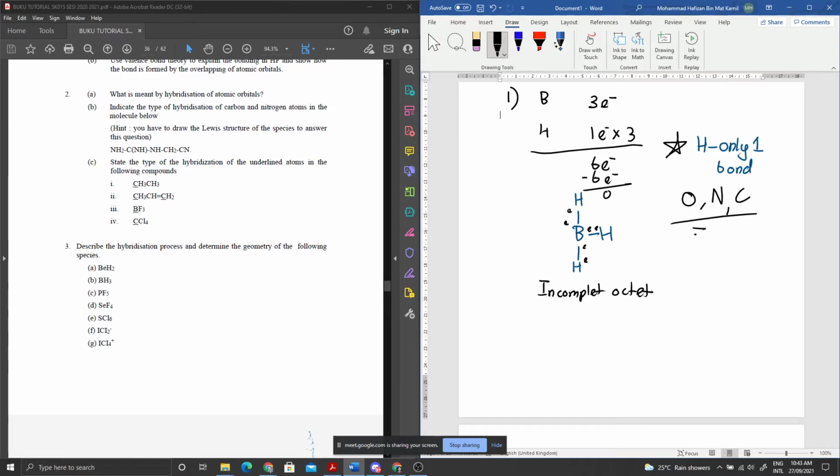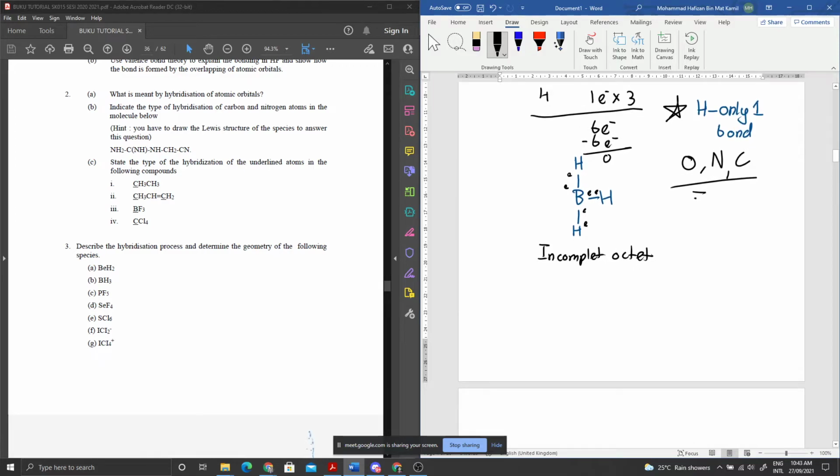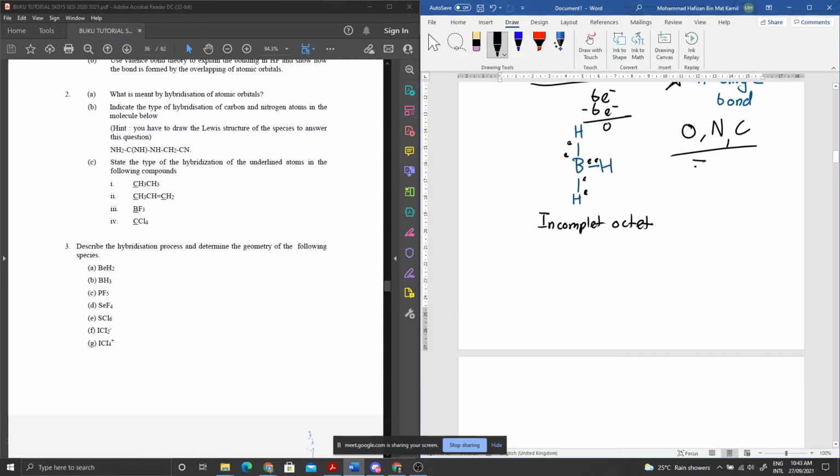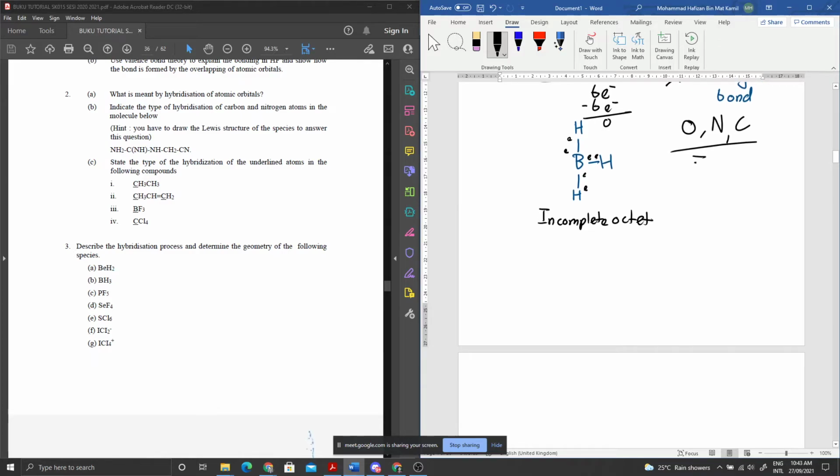Sebab kalau you tengok, hydrogen memang dah tak ada dah lone pairs. So dia tak boleh nak donate lone pairs untuk jadikan double bond, nak completekan boron. So boron ni pun kenalah terima seadanya. Okay, dia bersyukur dengan apa yang ada, walaupun dia tak cukup. Okay. So this is dia punya Lewis structure.